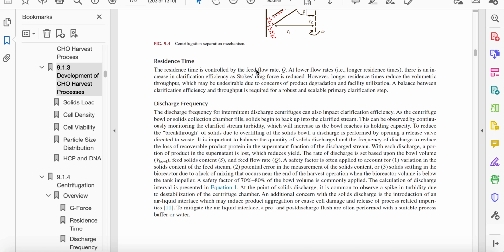Residence time. The residence time is controlled by the feed flow rate Q. At lower flow rates, that is longer residence time, there is an increase in clarification efficiency as Stokes drag force is reduced. However, longer residence times reduce the volumetric throughput, which may be undesirable due to concern of product degradation and facility utilization. A balance between clarification efficiency and throughput is required for a robust and scalable primary clarification step.